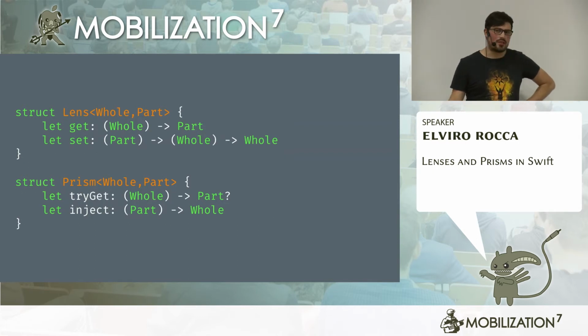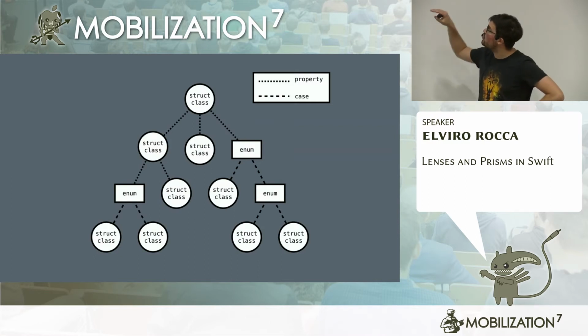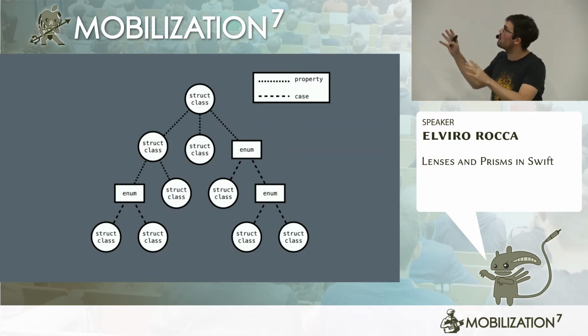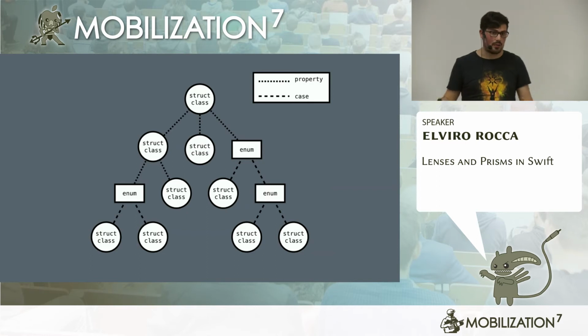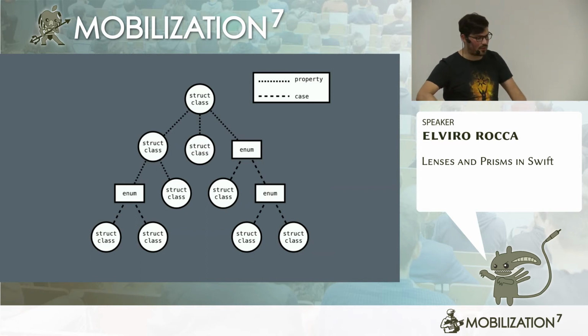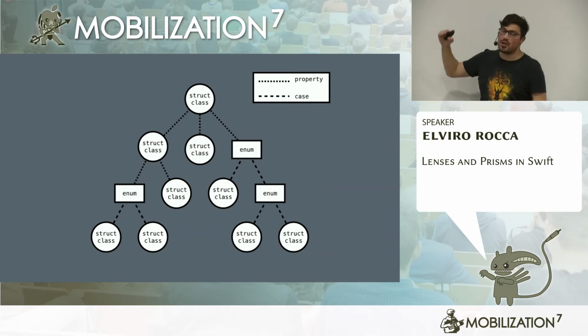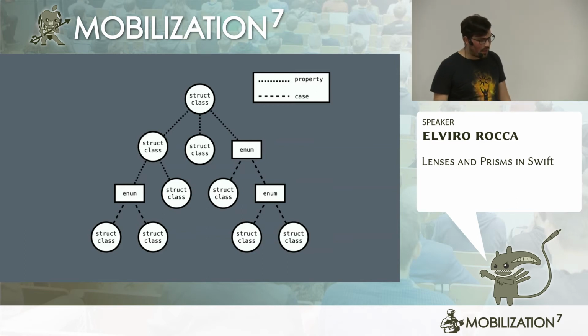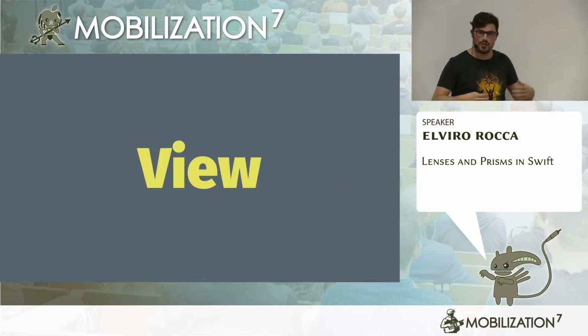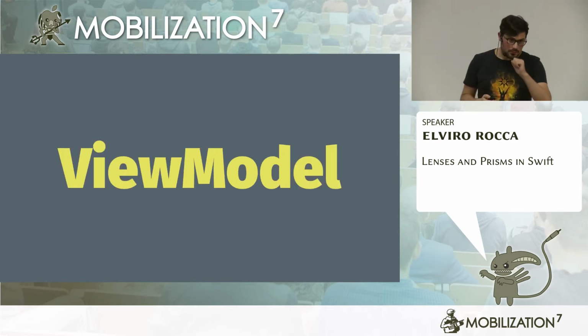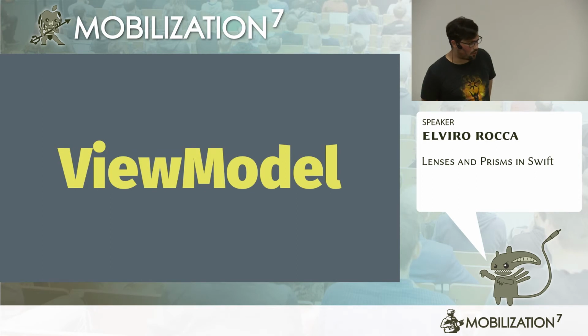The main use case for these things is when you are dealing with some kind of tree-like structure in which you have structs or classes with properties, or enums, nested at various levels. So a lot of parent-child relationships. And as mobile developers, we work with something like that all the time. It's the view hierarchy, because views have subviews that have subviews, etc. Of course, we prefer to work with a view model, because we don't really like working with views.